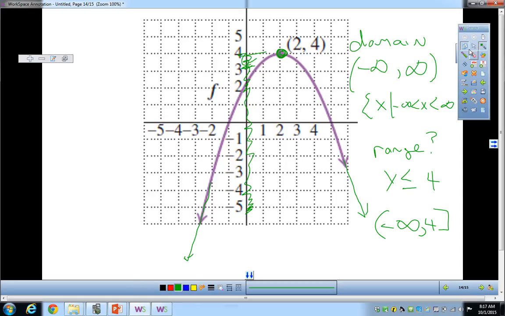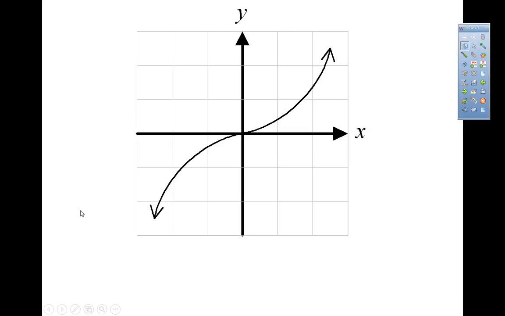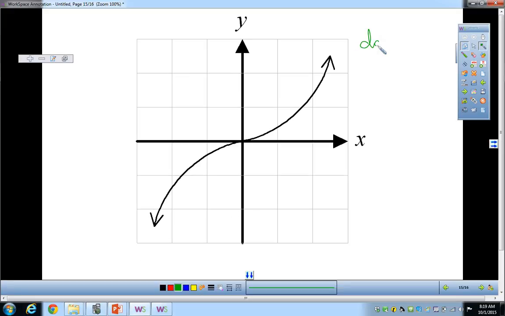Moving on. Couple more. How about this one? Domain. What do you think, Ian? Negative infinity to infinity. Yep. X goes from negative infinity to infinity, right? Negative infinity up to infinity.